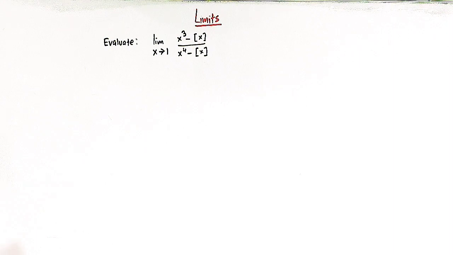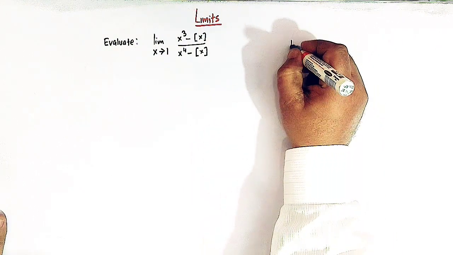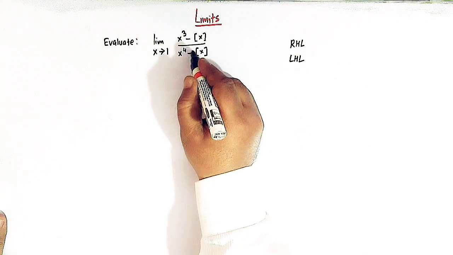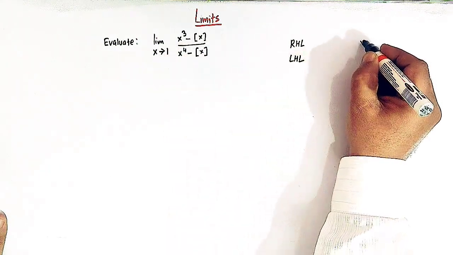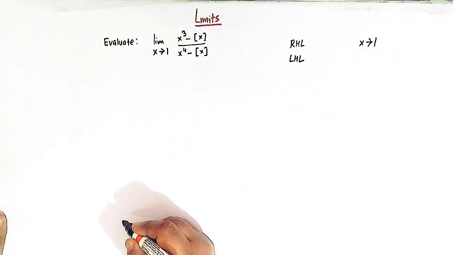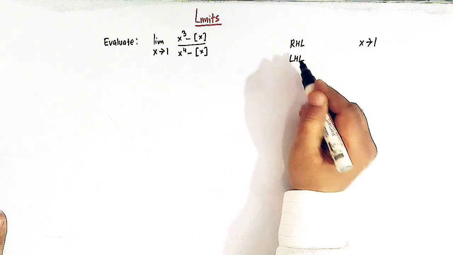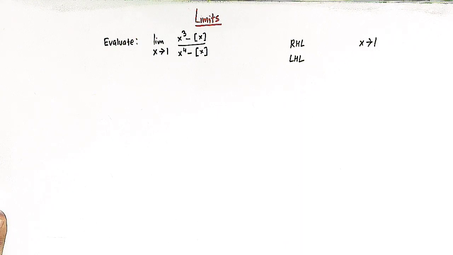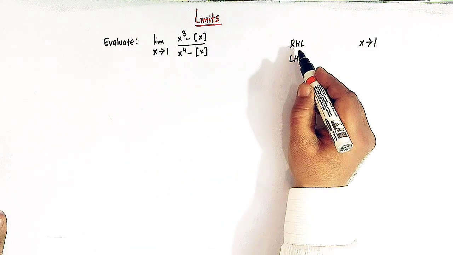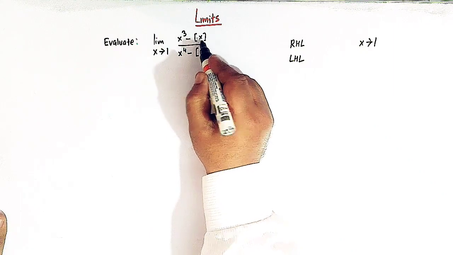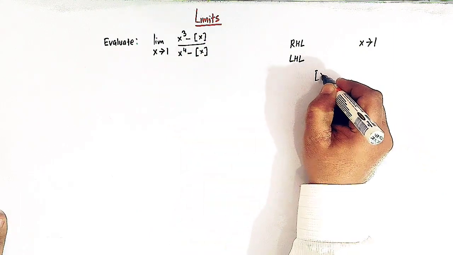For the existence of limits, we'll find out the right hand limit and the left hand limit of this function when x tends to 1. First we'll find out the right hand limit and then we'll find out the left hand limit. Now before finding out the limits, let us quickly revisit this function, that is greatest integer of x.